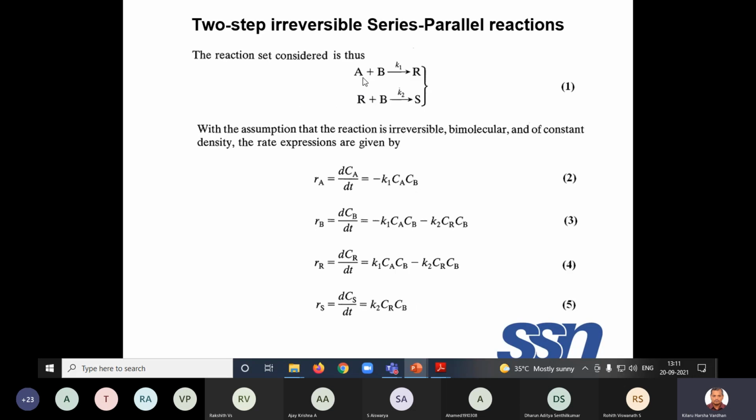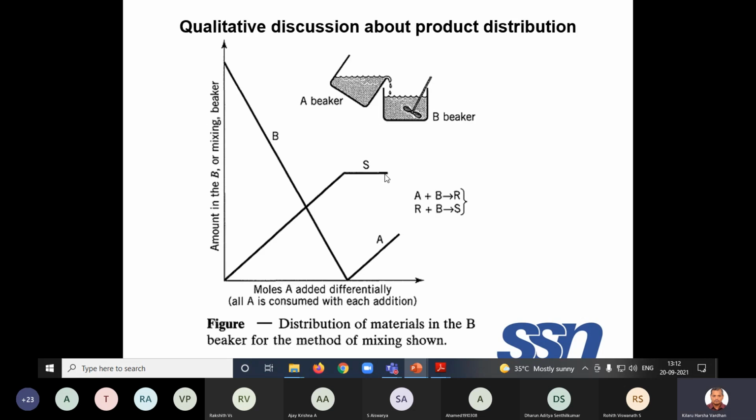Now this is the reaction. A plus B gives R, R plus B gives S. So B is in excess and A is being added drop by drop. So what could have been happening? Just see here. A plus B is giving R and R plus B is giving S. So now you see the concentration of B is dropping, right? A concentration is also here, it is increasing.